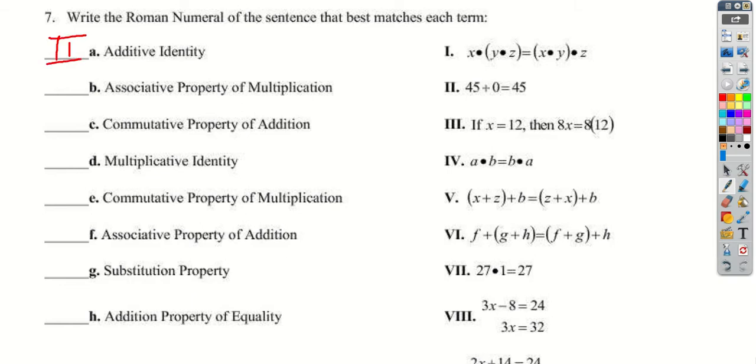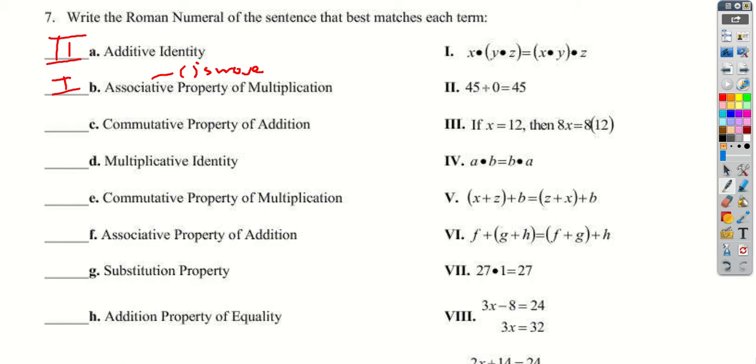The associative property of multiplication, remember associative means that the parentheses are going to move. All right, the numbers stay the same. So the x should be first, y should be second, z should be third. Okay, so that's choice number 1. You can see the parentheses are moving, the letters stay the same.